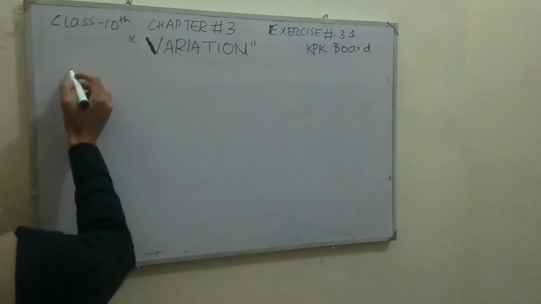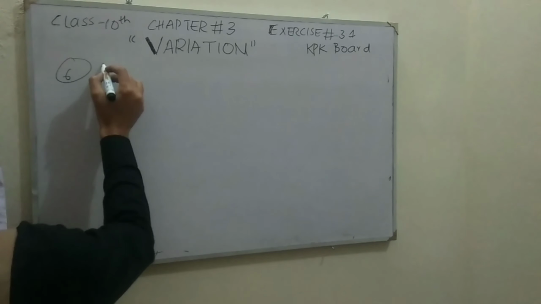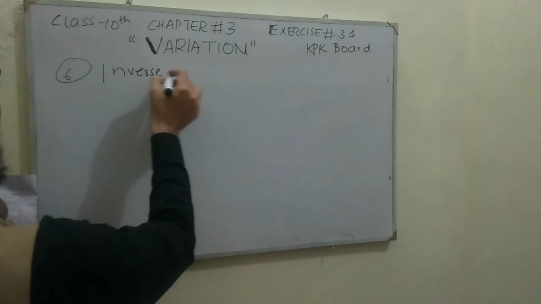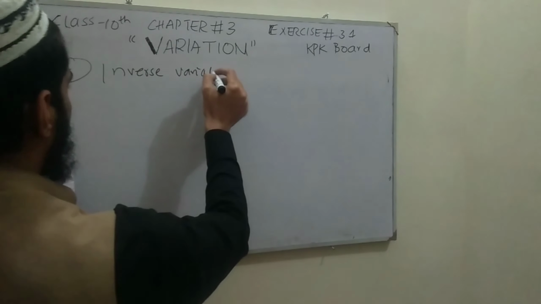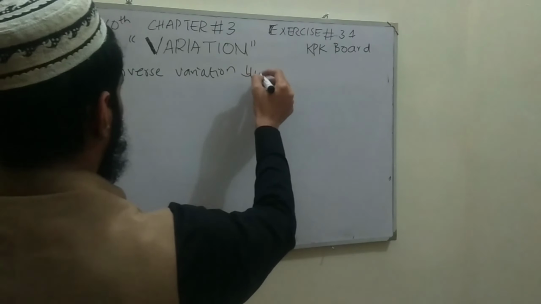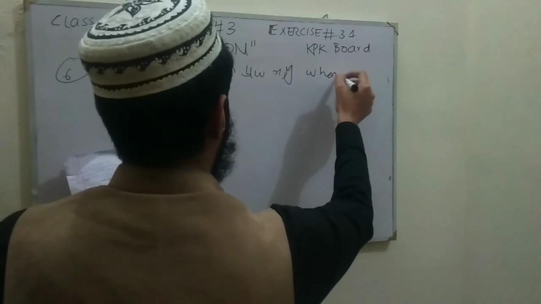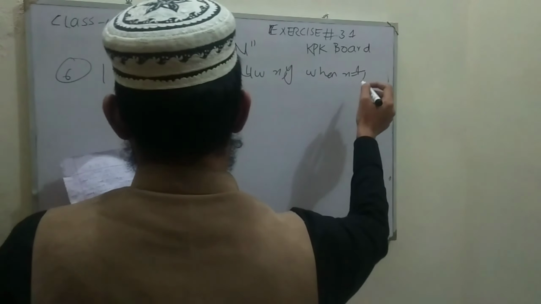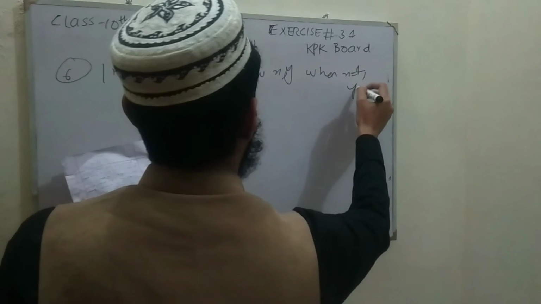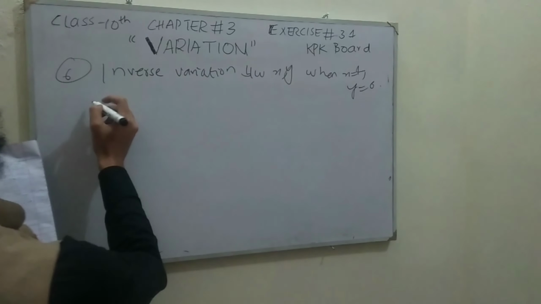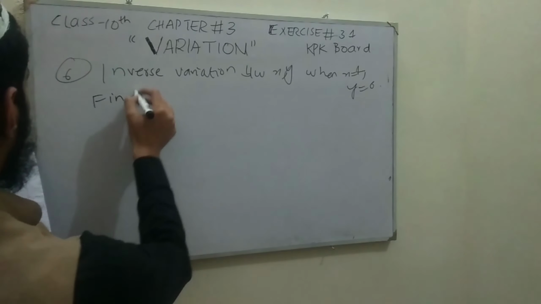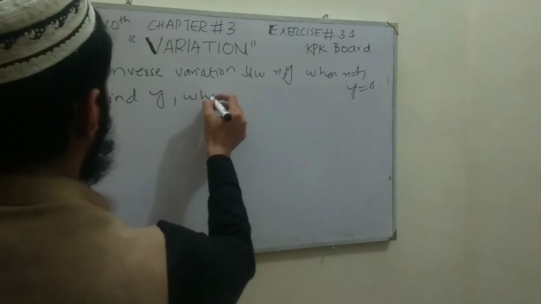Question number 6 tells that there is an inverse variation between x and y when x is equal to 4 and y is equal to 6. So find the value of y when x is equal to 12.